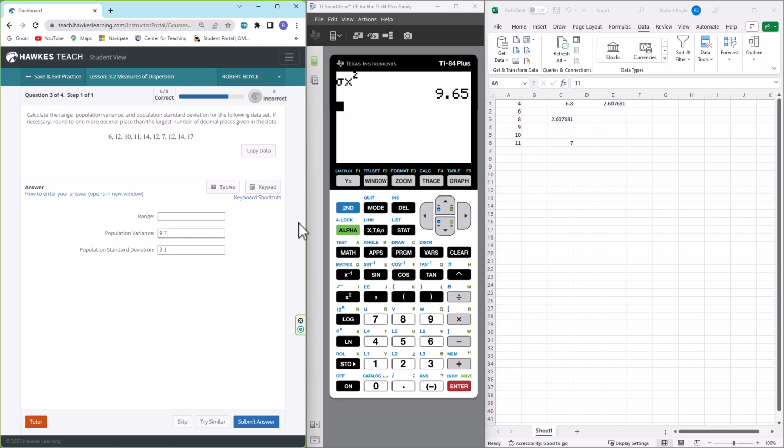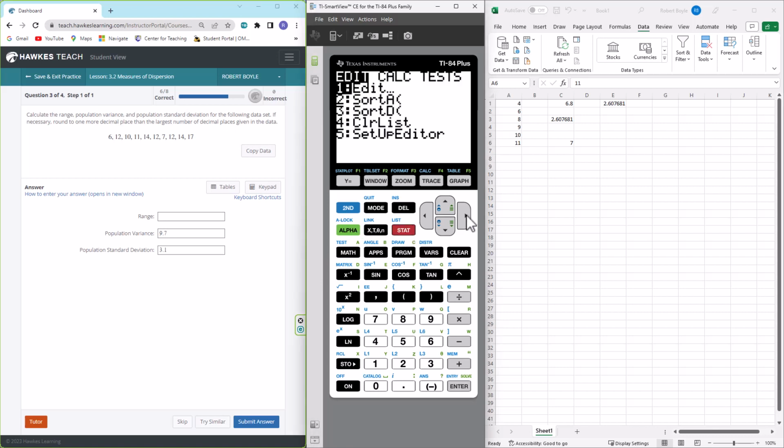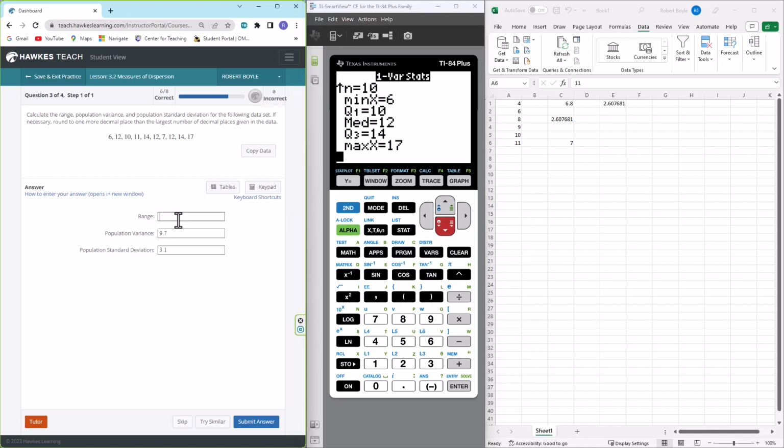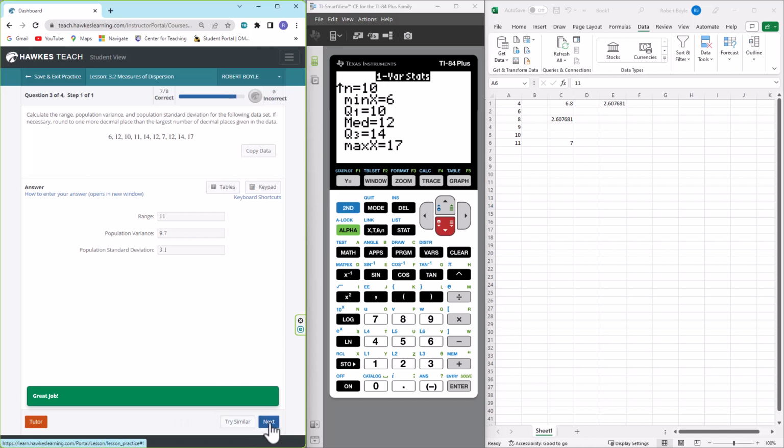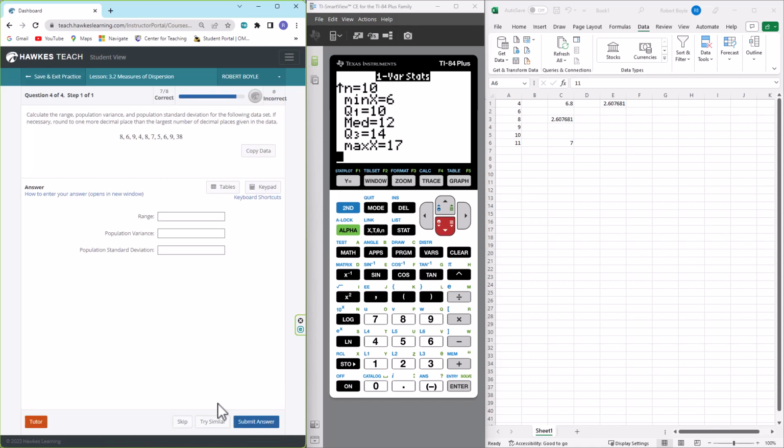Okay, and then finally, for the last part, I just want to go back into stat. I want to go over to calc and do my first variable statistics again. All right, and notice that my smallest value is a 6. My largest value is a 17. 17 minus 6 is 11. And this should be correct, I hope. There we go. Okay, and then now for our last problem, I'm going to do this using Excel.